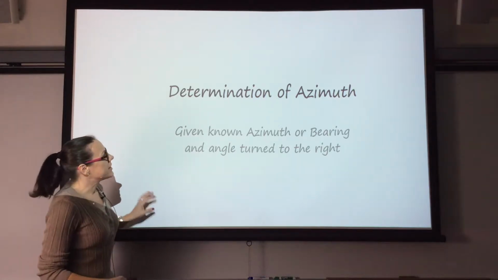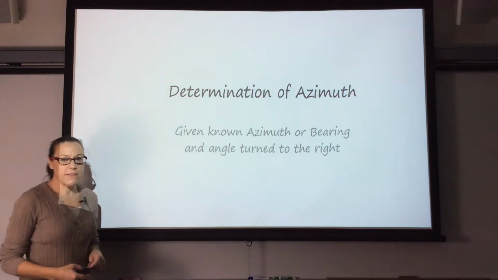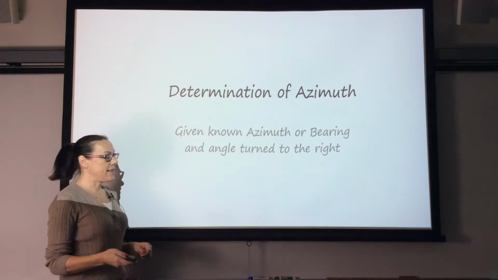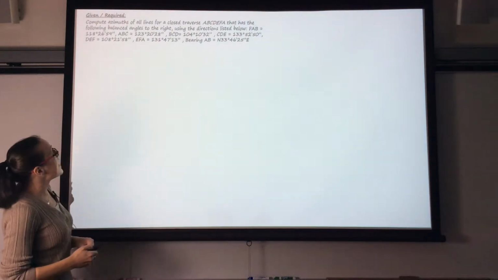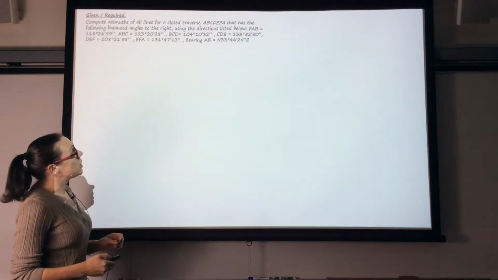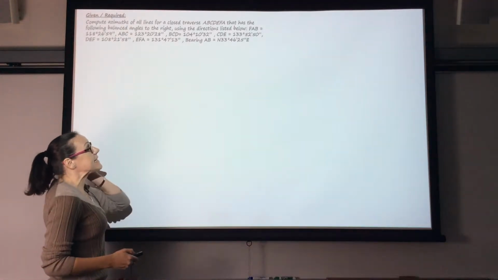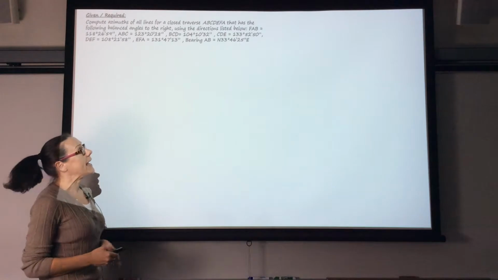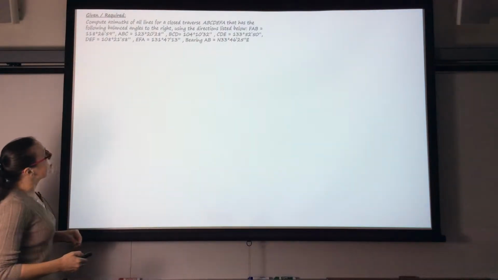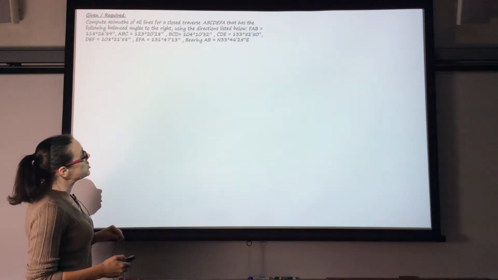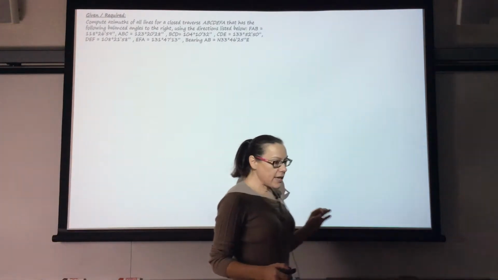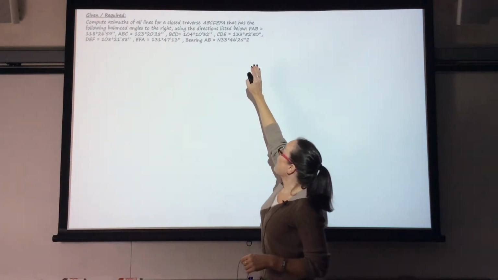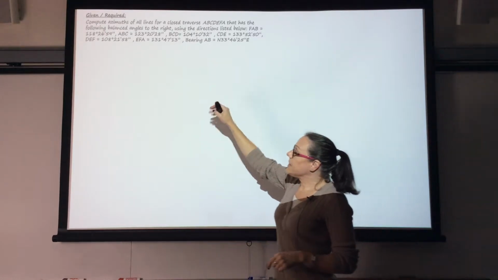Let's take a look at another example of determination of azimuth, given a known azimuth or bearing, and then angles turned to the right. So what we have here is: compute azimuths of all the lines for a closed traverse, A, B, C, D, E, back to A, that has the following balanced angles to the right using the directions listed below.